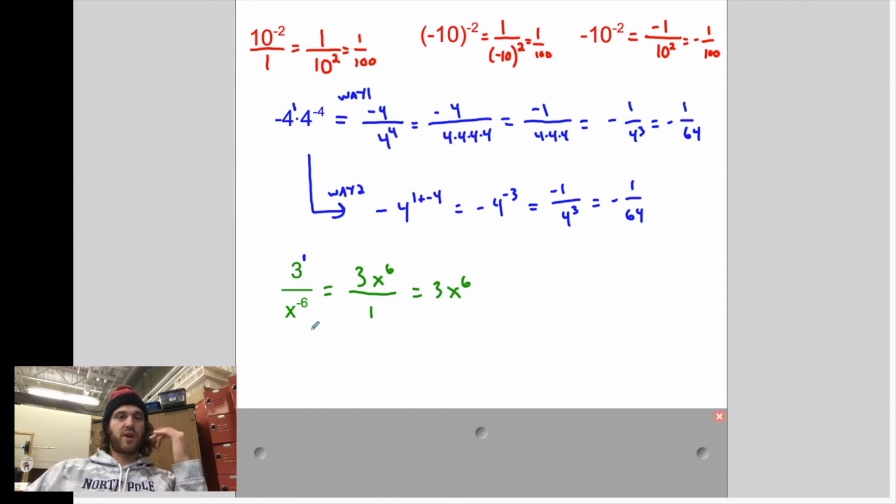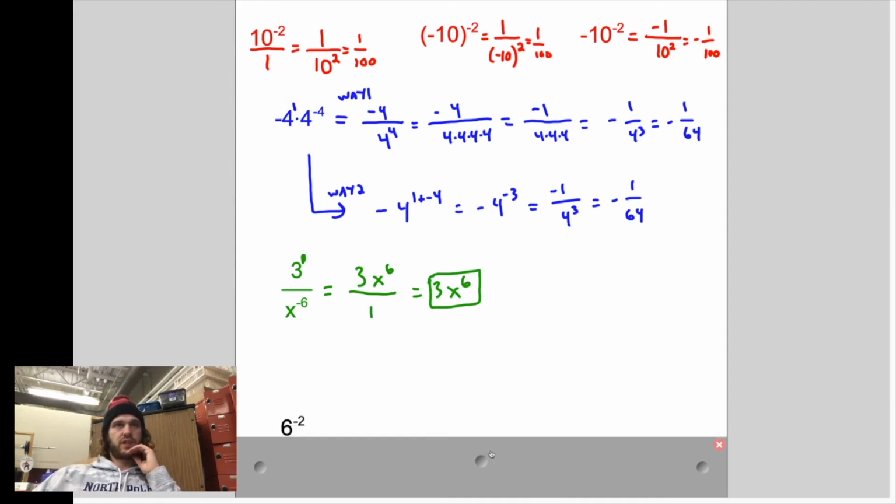You're not flipping the fraction, you're not taking the reciprocal. The 3 doesn't end up on the bottom. It has a positive exponent, so it remains in the top, and we don't have to write the bottom of the fraction. So you can just leave it as 3x to the 6th. So it's just a 1.